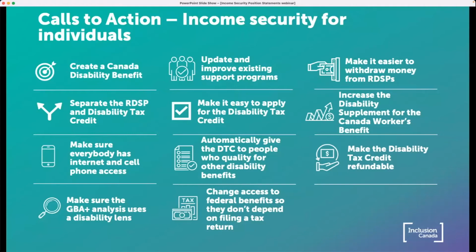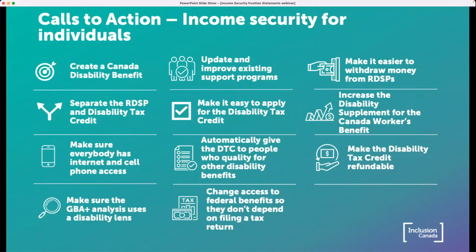Some other things that we think are really important, Robert talked about it, making it easier to withdraw money from RDSPs. That 10-year rule can be really restrictive, and it is incredibly confusing to work through for people. We'd like to see, this is sort of jumping around the page a little bit, some work around the disability tax credit, and both Robert and Barb highlighted some concerns and difficulties, barriers that people experience in applying for and getting approved for the disability tax credit. We'd like to see that process made easier.